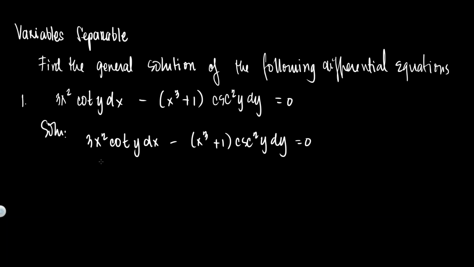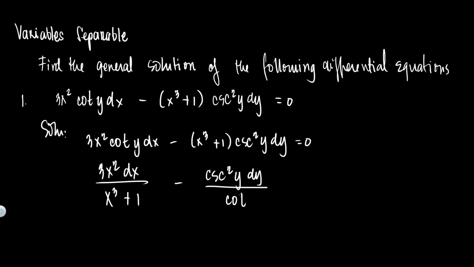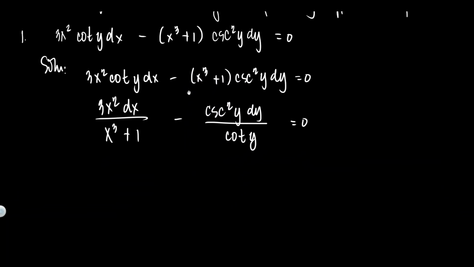So here, ang mangyayari dito is that 3x squared dx over x cubed plus 1, minus, yung may mga y's naman, no? Cosecant squared y dy over cotangent of y equals 0. So, yun yung first step, no? First step is i-group lang natin yung mga x's and yung mga y's or i-separate natin yung mga variables. Okay? Then, the next step is integrate. I-integrate natin to, no? Integrate each term.